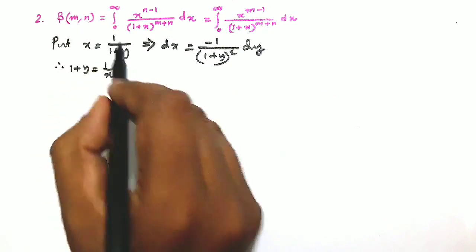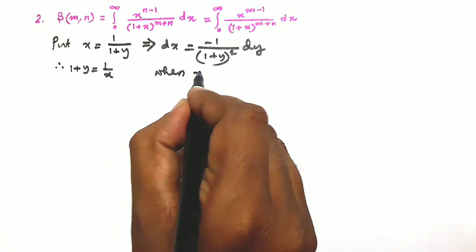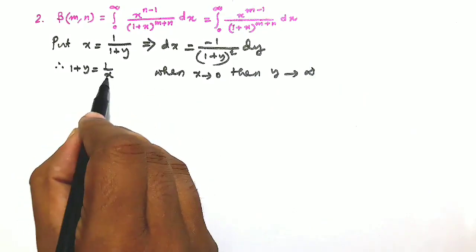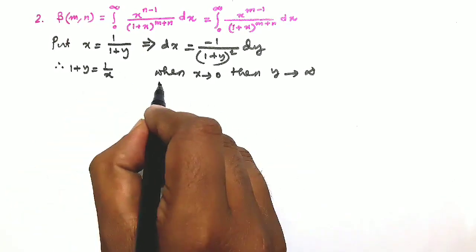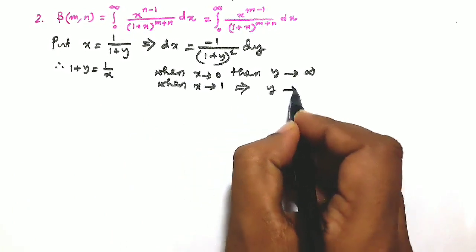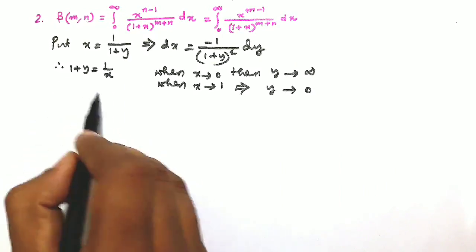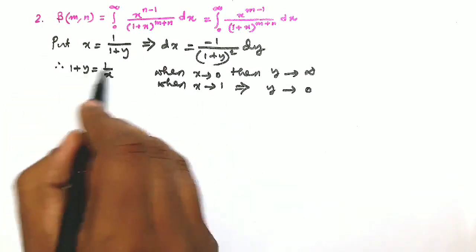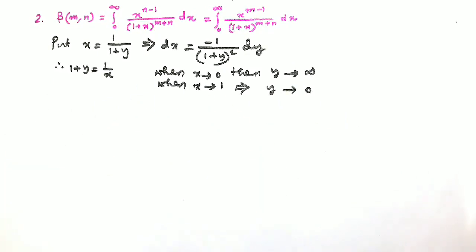Now we have to change the limits, and we know that when x tends to 0, then obviously y tends to infinity. You just put x is equal to 0, then obviously y will tend to infinity. Now when x is tending to 1, then y is tending to 0, because 1 minus 1 is equal to 0. Now friends, actually we shall put these conditions, x is equal to 1 upon 1 plus y, and these limits, in the definition of the beta function.